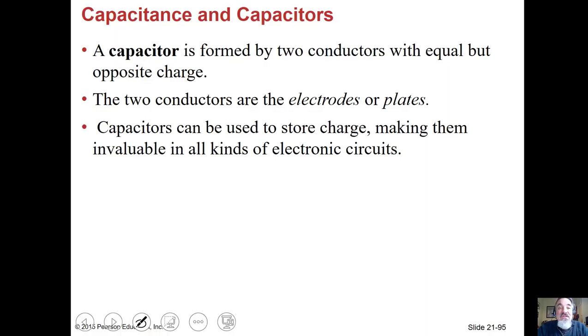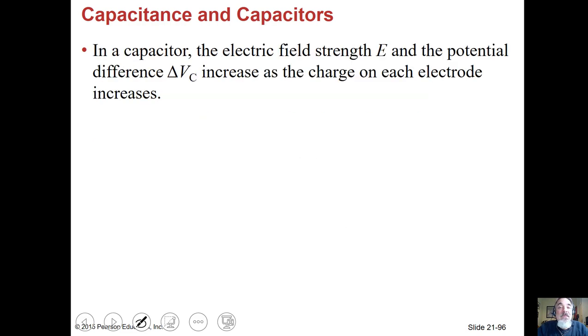Capacitance and capacitors. A capacitor is formed by 2 conductors with equal but opposite charges, as you know. Sometimes they're called electrodes or plates. They could be squares, circles. Sometimes we make spherical or cylindrical capacitors, but we haven't talked about those yet. We've seen pictures of them, but we haven't talked about them. So it can be used to store charge. If they store charge, they store energy. That's one use. They're also used in other sorts of circuits for different reasons.